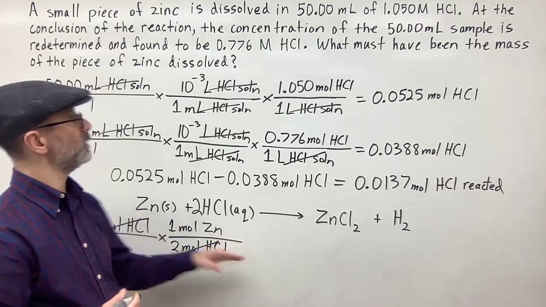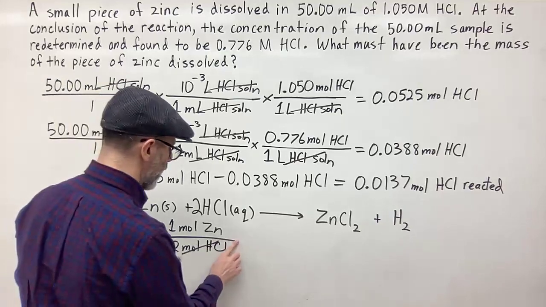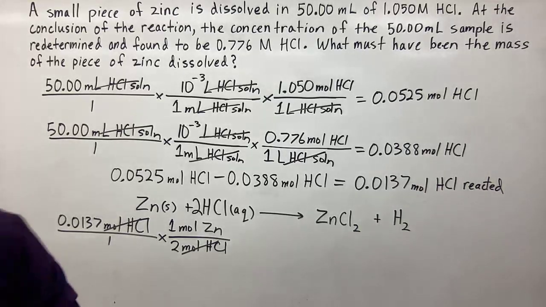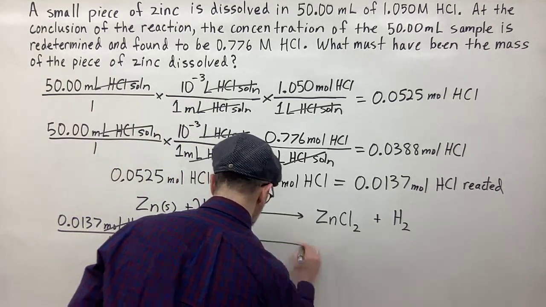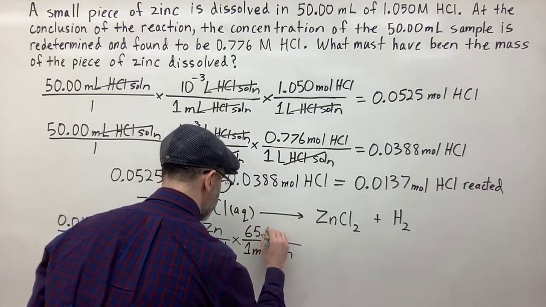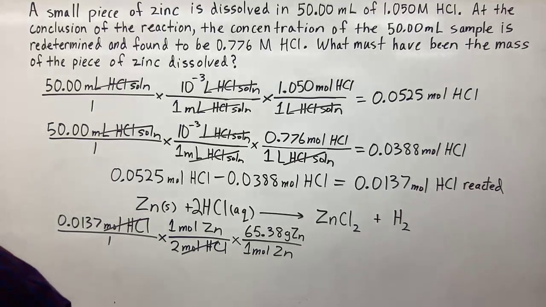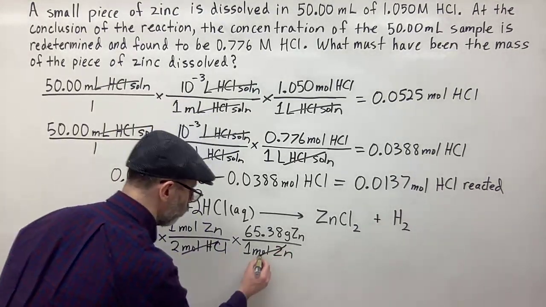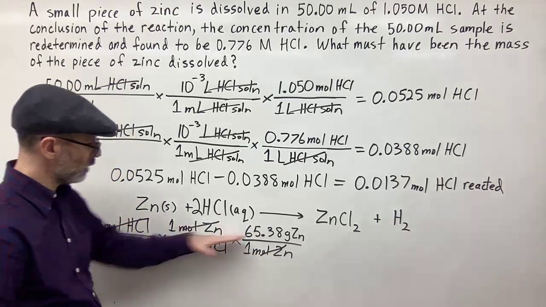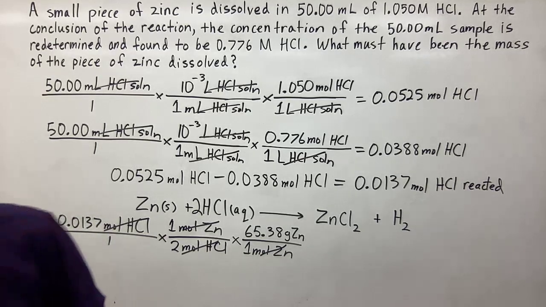And next, I want grams because they're asking me what the mass is. So I'm going to use the molar mass to convert. I look up the molar mass of zinc on the periodic table, 65.38. So I'm going to put 1 mole of zinc on the bottom and 65.38 grams of zinc on top. Let me just double check that really quick. 65.38, yeah. So now moles are going to cancel out, and I have grams of zinc. That's what they're asking for. So now all I need to do is multiply across the top, divide by the bottom, and I get my answer. And the answer is 0.4478.